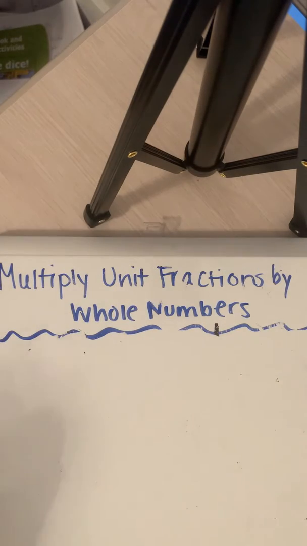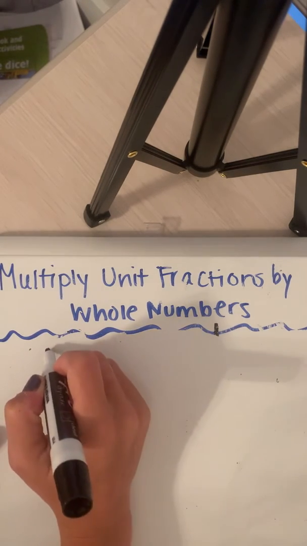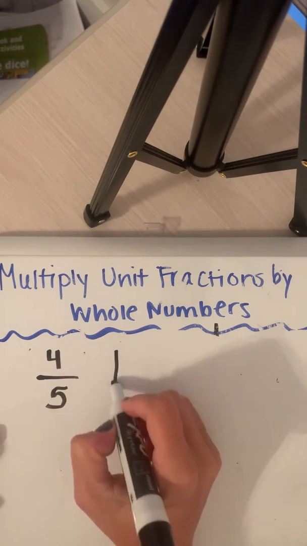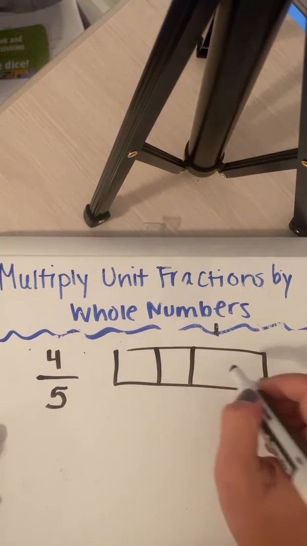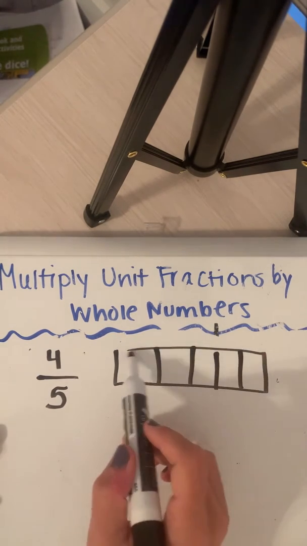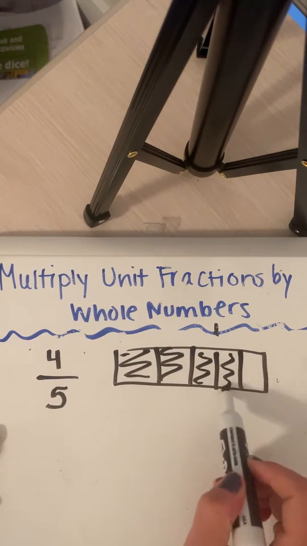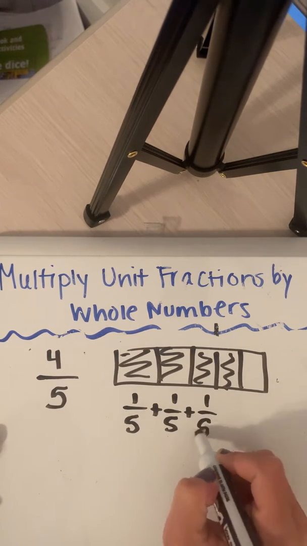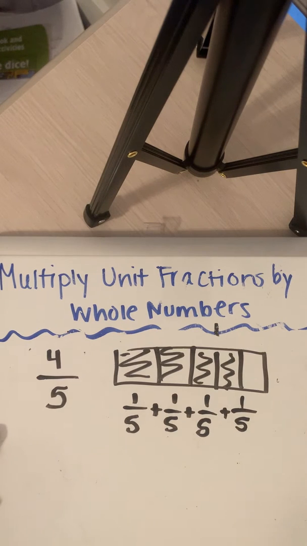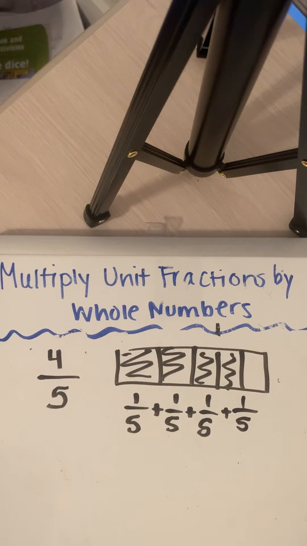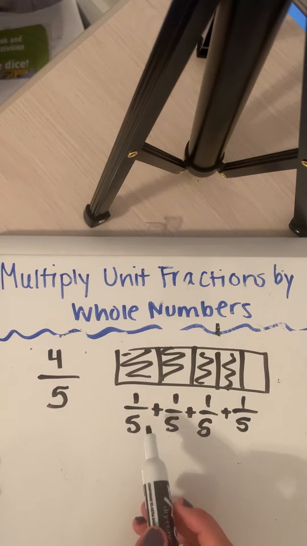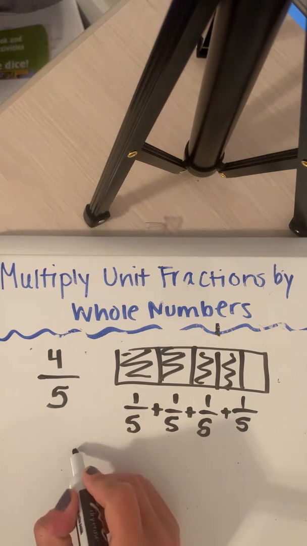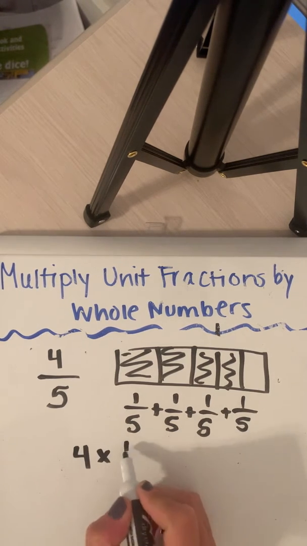We learned yesterday that when we have a fraction like 4/5, when I decompose 4/5, if I have my model here, I have 1, 2, 3, 4, and I can write this as 1/5 plus 1/5 plus 1/5 plus 1/5. But we talked yesterday about how I can actually write this as a multiplication problem now. I'd see that I have 1, 2, 3, 4 fifths, so I can write this as 4 times 1/5.